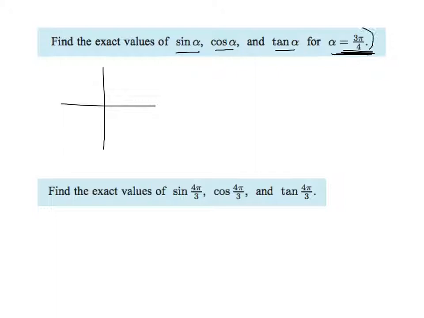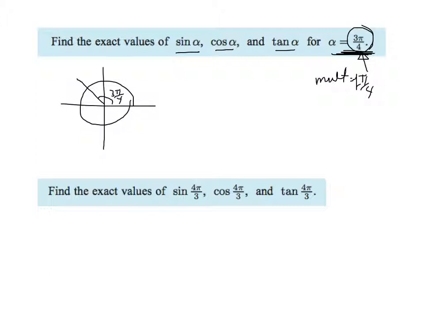And I should be able to know that this is a multiple of pi over 4, isn't it? So I'm going to go ahead and draw my circle. 3 pi over 4 means that I have 1 pi over 4, right? 2 pi over 4, and 3 pi over 4. So that means it's going to be in the second quadrant. Okay, it's going to be over here, and that angle is going to be 3 pi over 4.